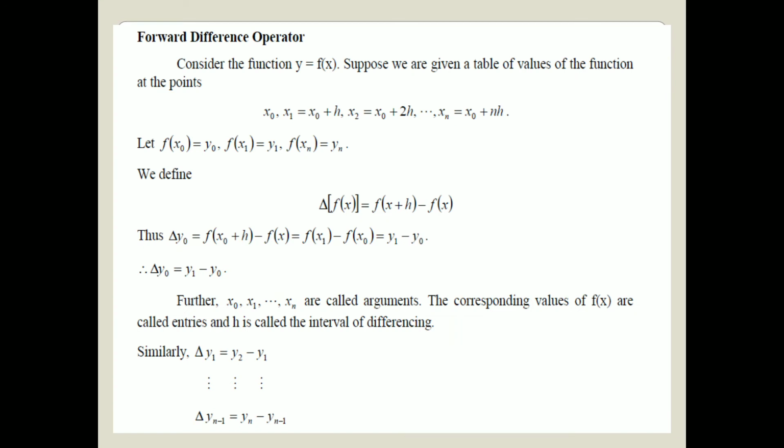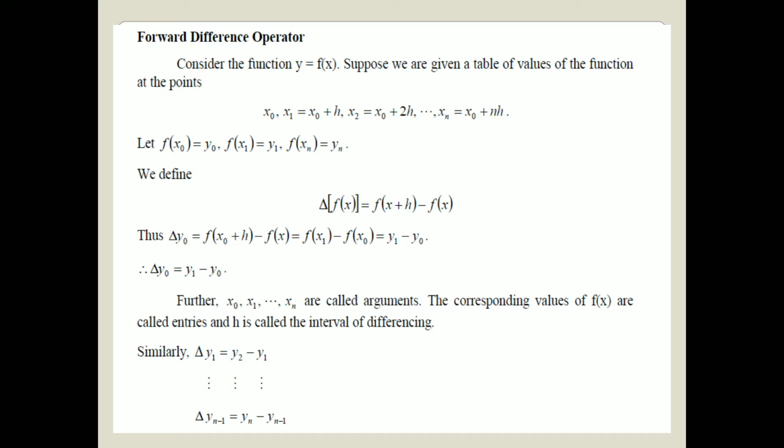So, forward difference operator. Consider the function y is equal to f of x. Suppose we are given a table of values of the function at the points x0, x1, x2, x3 and so on up to xn, where x1 is equal to x0 plus h, x2 is equal to x0 plus 2h, x3 is equal to x0 plus 3h, and like this xn is equal to x0 plus n times h. It means that all the values of x are equispaced.